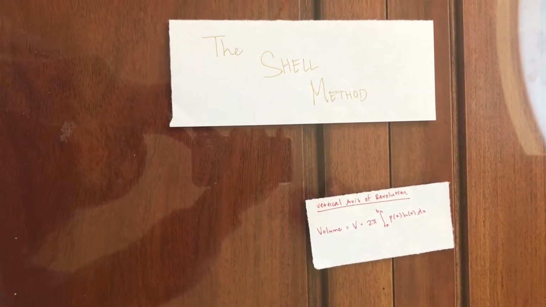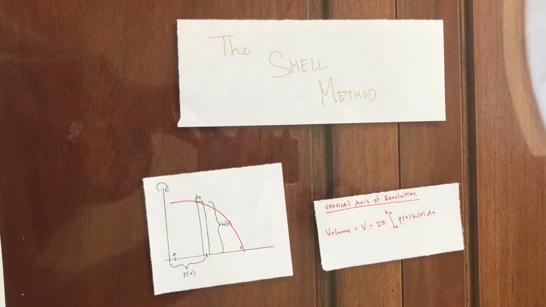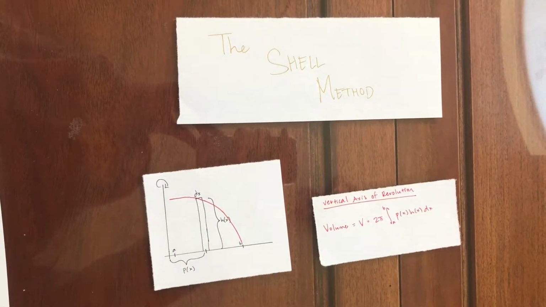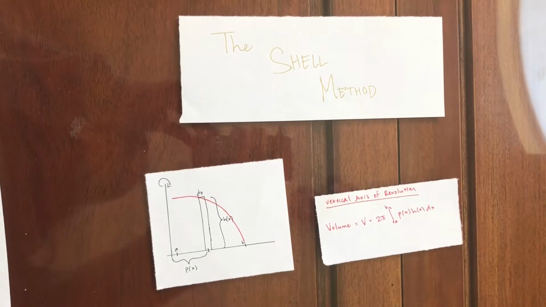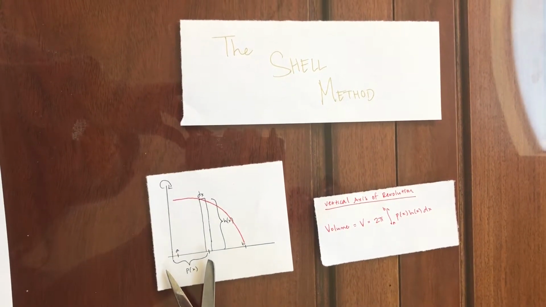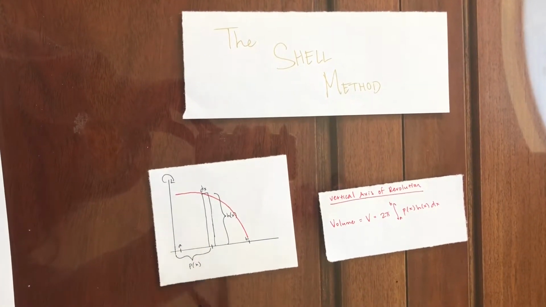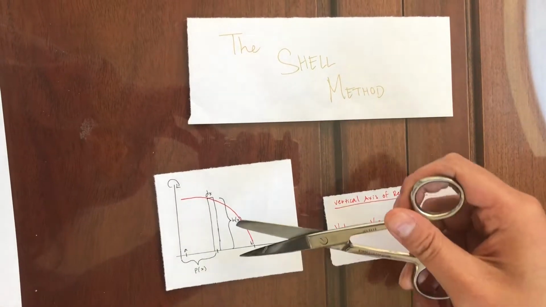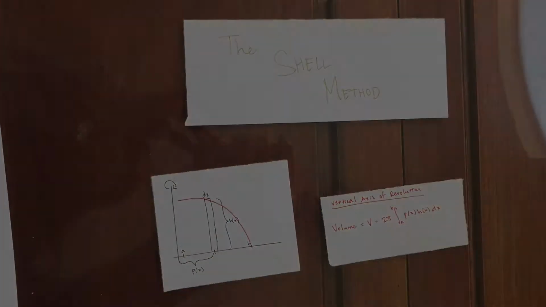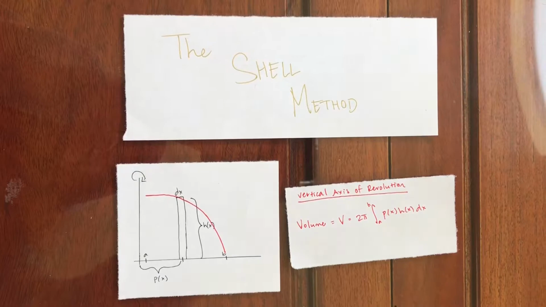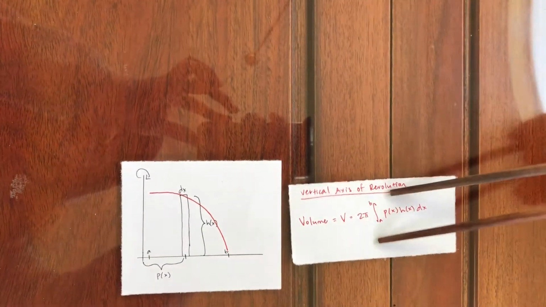First, we have a general representation of the vertical axis of rotation. The p of x is the average radius, or the distance between the axis of rotation and the center of the rectangle or shell. The h of x is the height of the rectangle or shell. After we have all of this down, let's try a problem.